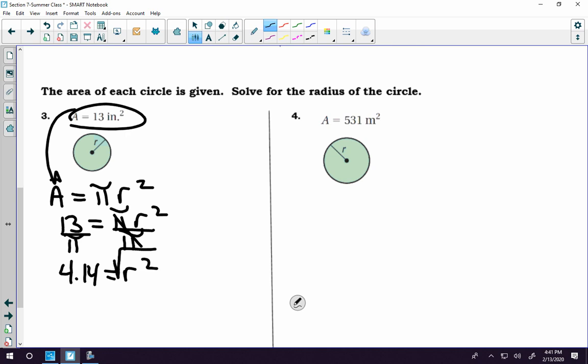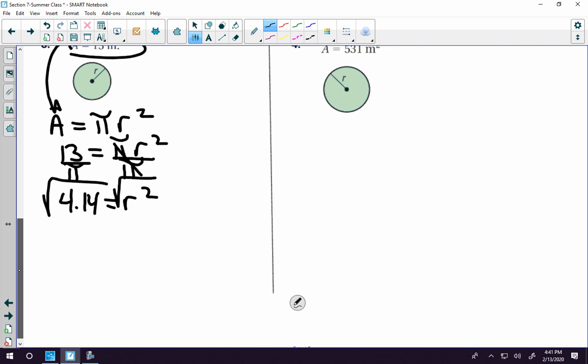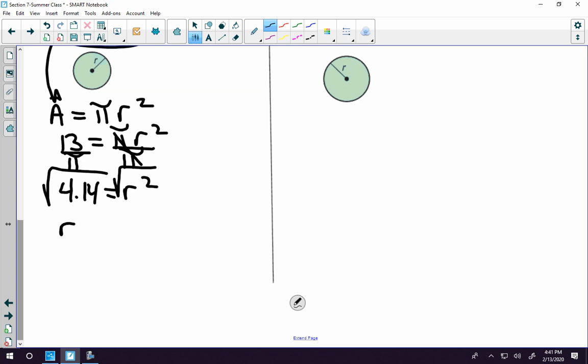Now the inverse of squaring is to take the square root of both sides. And so our radius is going to be approximately plus or minus the square root of 4.14. So we have to take the square root of 4.14. Take out our calculators. And approximately it is 2.03, plus or minus 2.03.